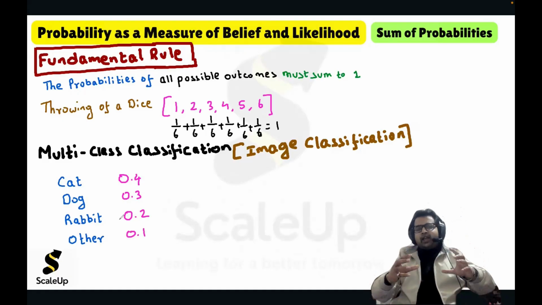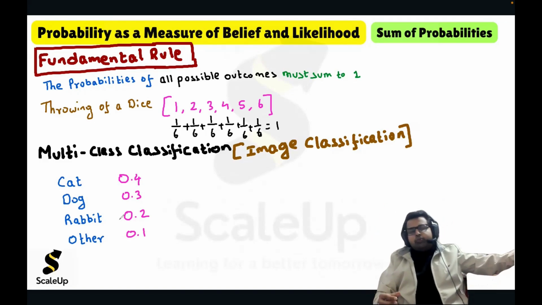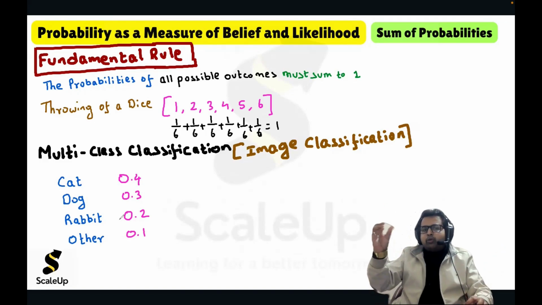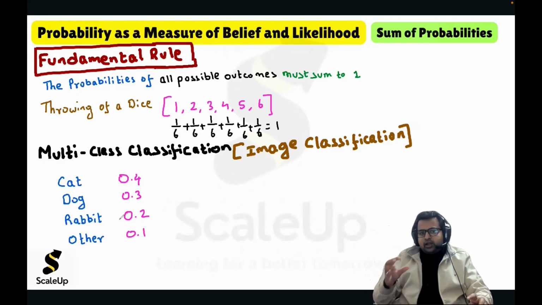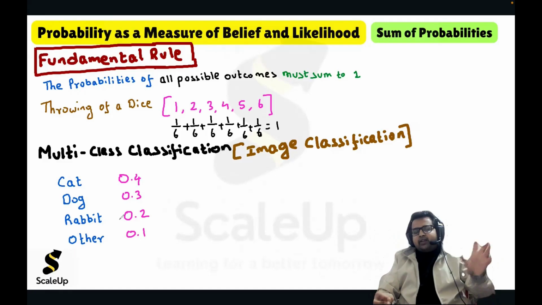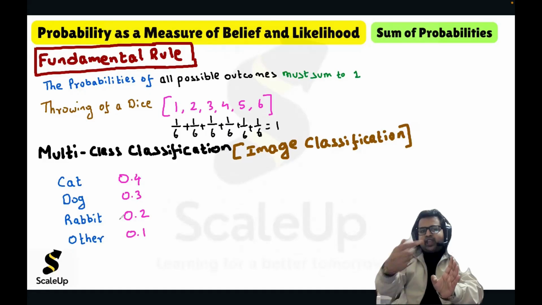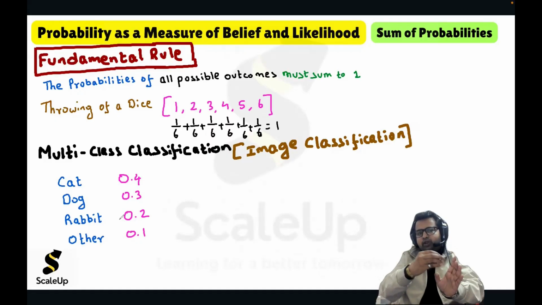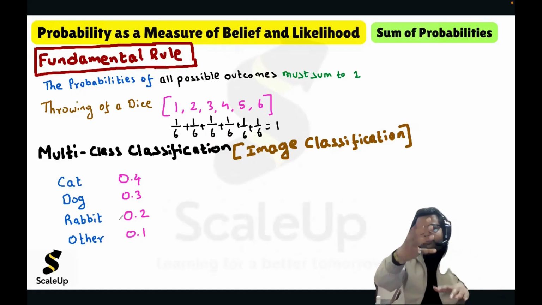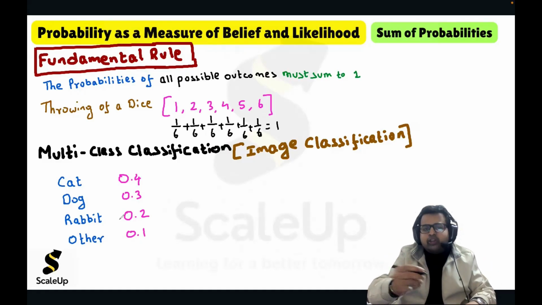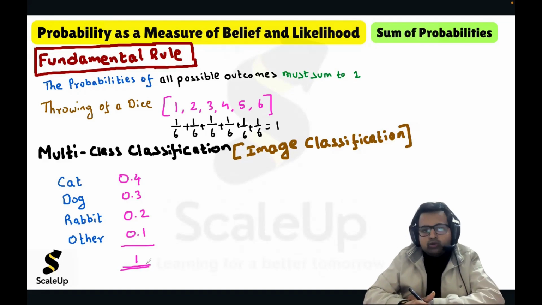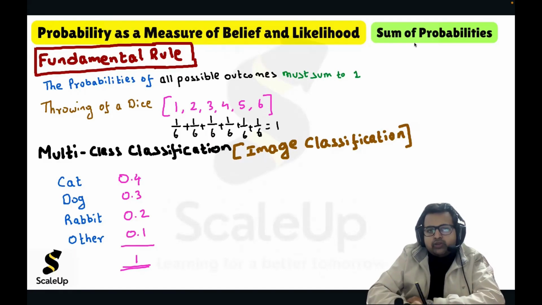So what it will do is that in multi-class classification, whenever you pass an image, it will give the probabilities for every class. What is the probability for this input image to be cat? What is the probability for this input image to be dog? What is the probability for this input image to be rabbit? What is the probability for this input image to be other? And interestingly, when you sum all this, it will always be one. It has to be one. So the fundamental rule: the sum will always be one.